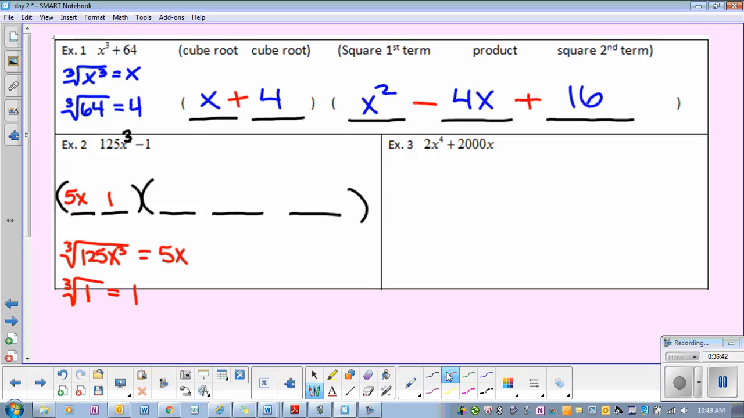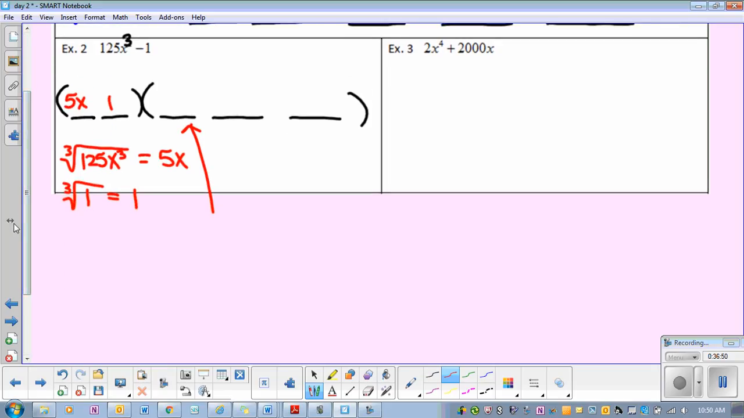Alright, so in this first one, the first one squared means the first one multiplies itself, right? So what is 5x times 5x? What's 5 times 5? Good. 25x squared. Be careful of that, okay?